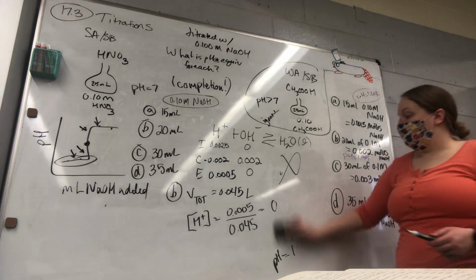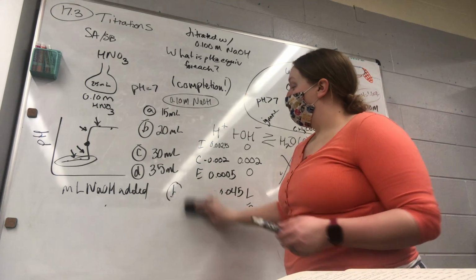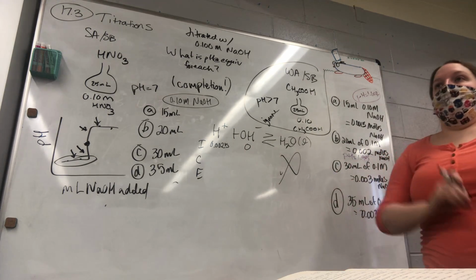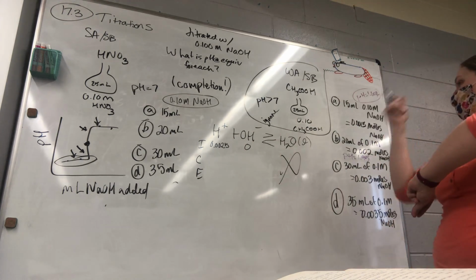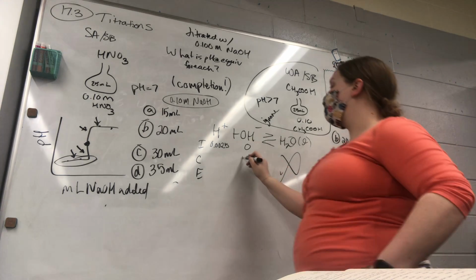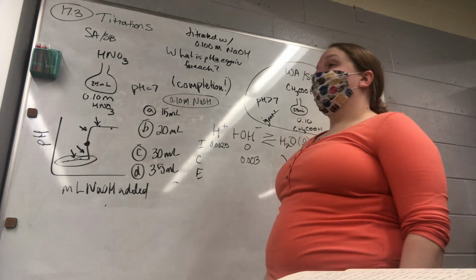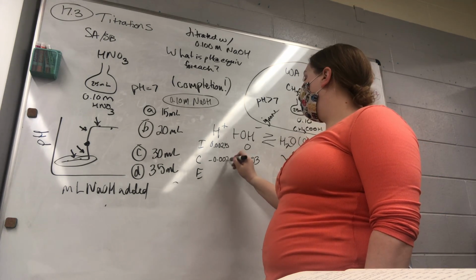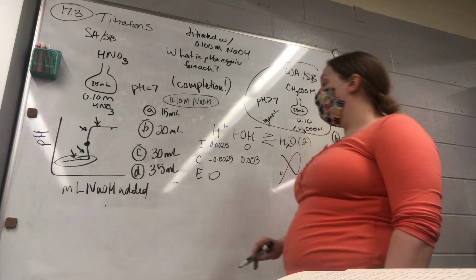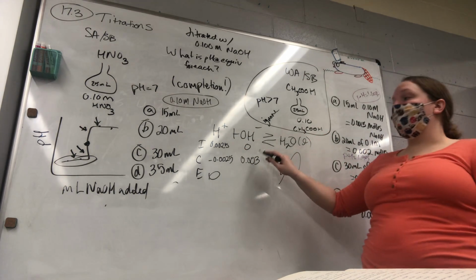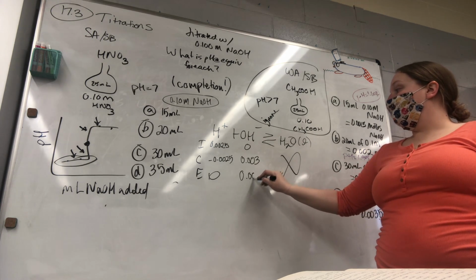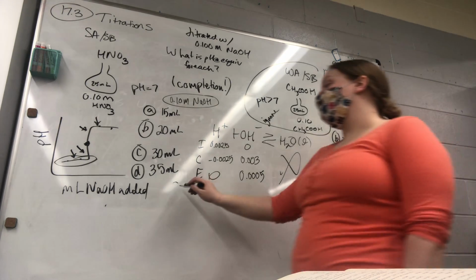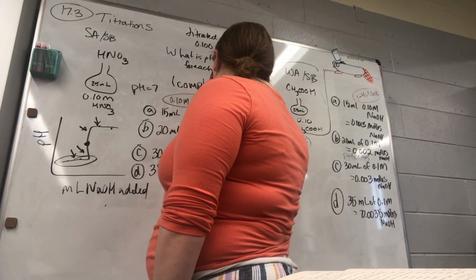Let's get to C. In part C, what happens? 0.003 moles of NaOH. Which one gets completely consumed? The H plus. The acid. Leaves behind none of the acid. Leaves behind how much of this? 0.0005, three zeros and a 5. What's our total volume in part C? 55 milliliters.